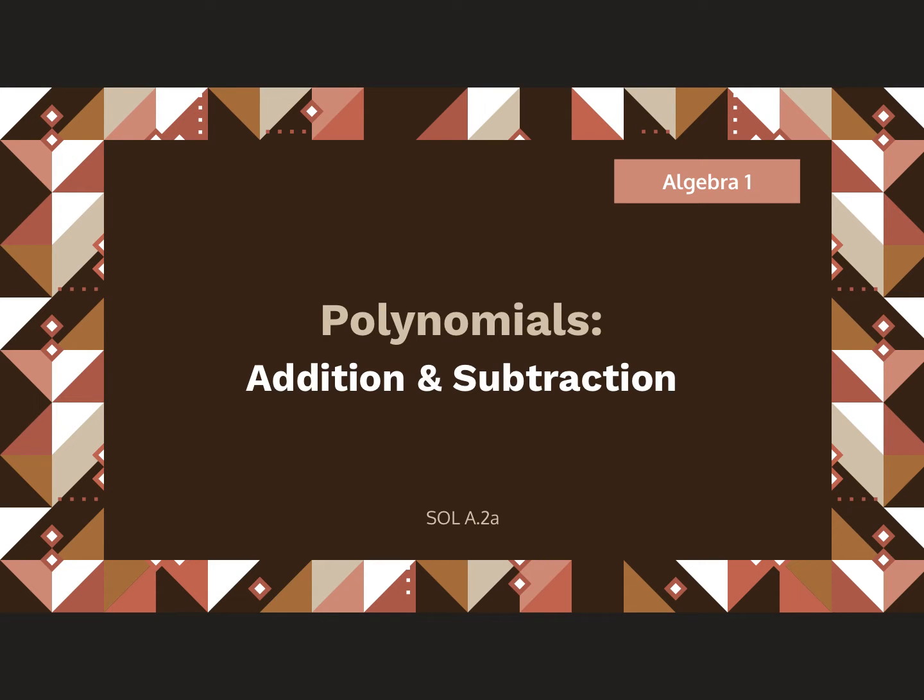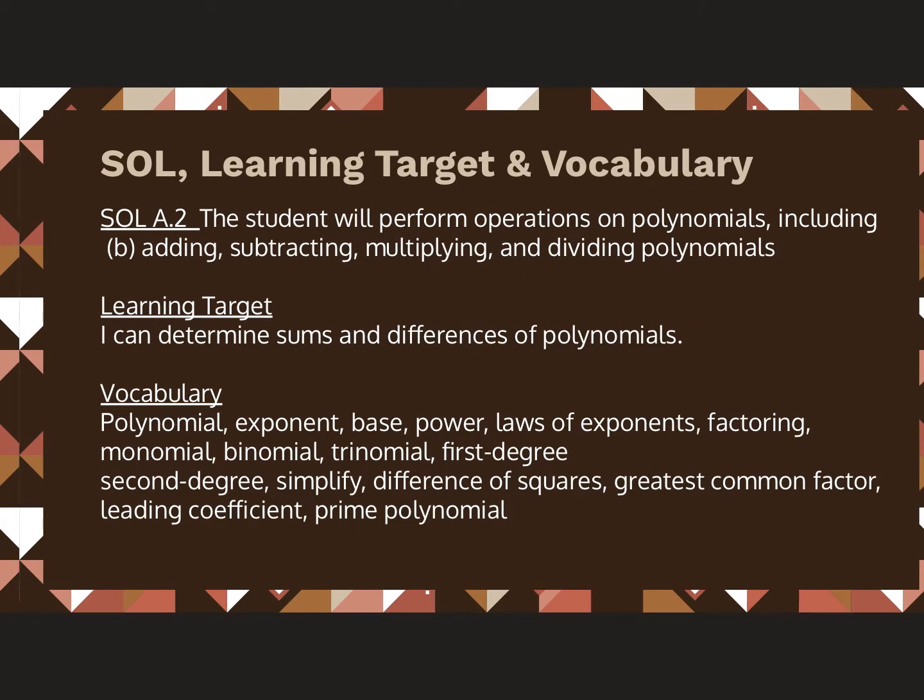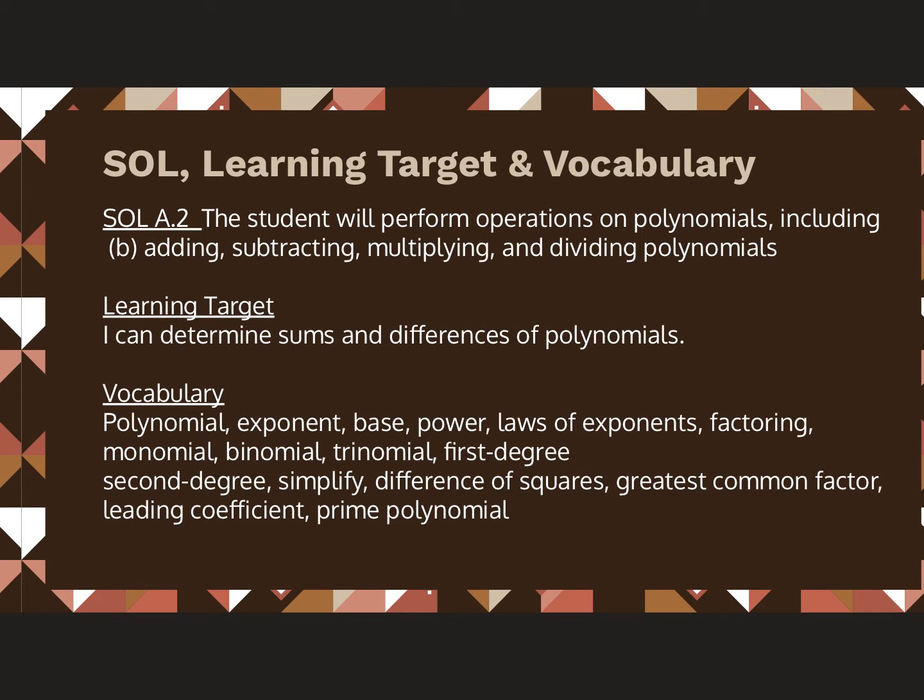For today's lesson, we are going to take a look at addition and subtraction. So this is SOL A.2b, not A.2a, which is exponents. SOL A.2b says the student will perform operations on polynomials, including adding, subtracting, multiplying, and dividing. For this unit, we're only going to focus on adding, subtracting, and multiplying, and visit dividing after we finish our factoring unit. The learning target: I can determine sums and differences of polynomials.